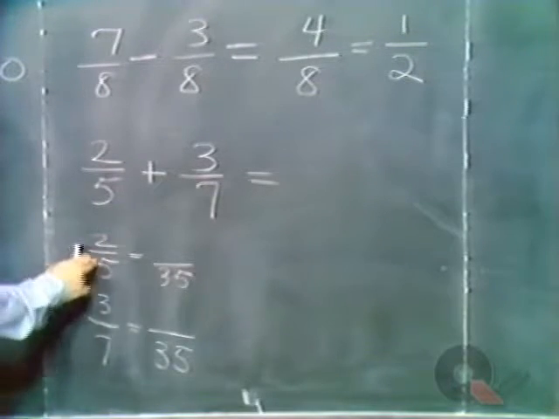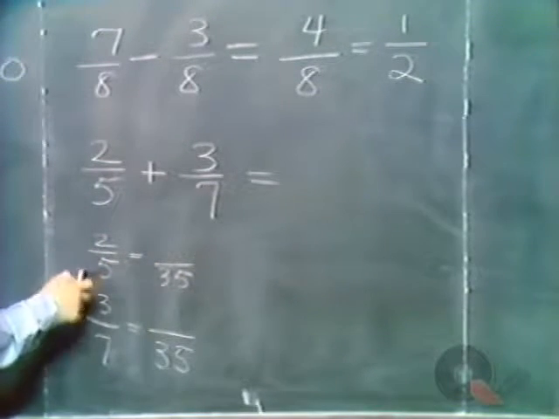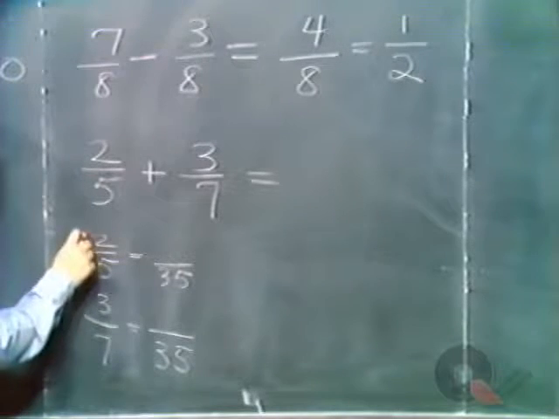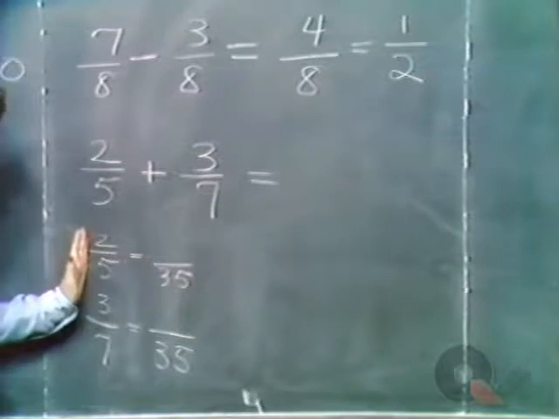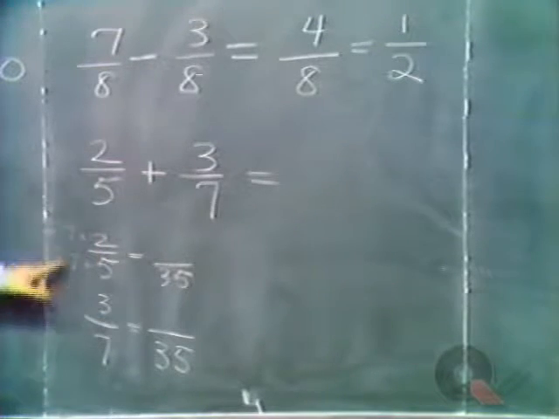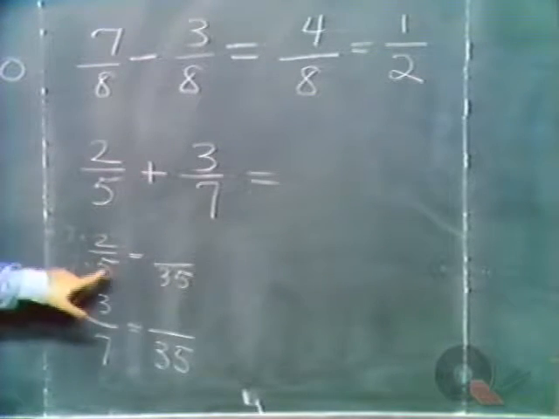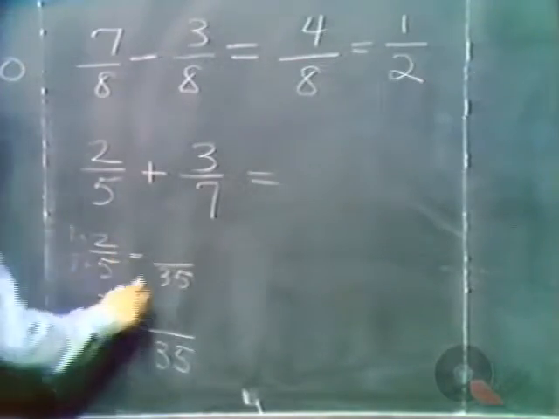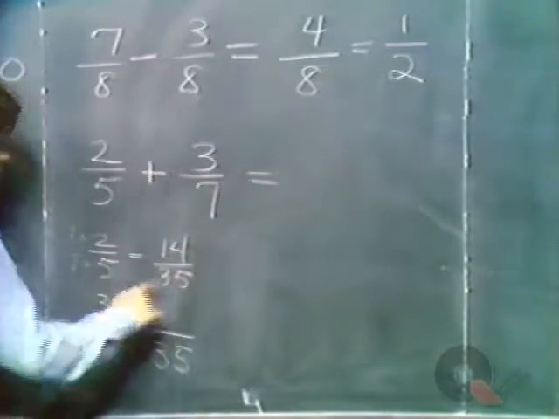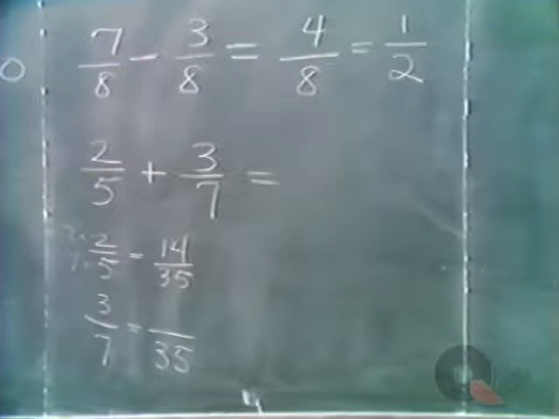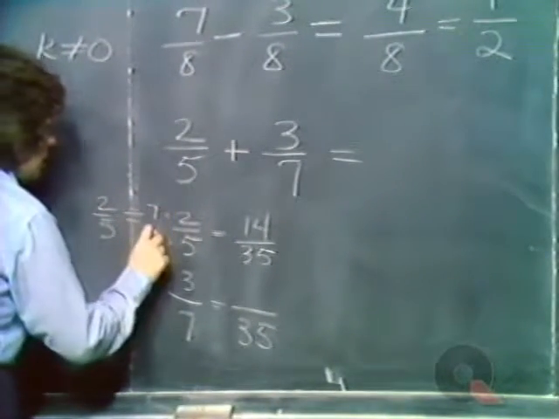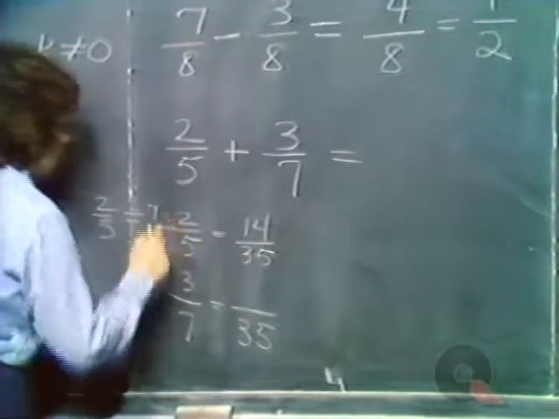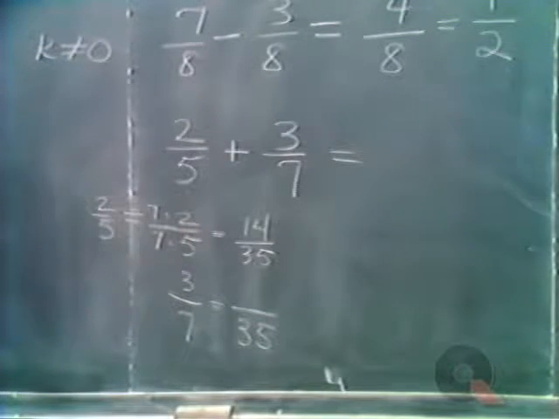Now, to change 5 to 35, I have to multiply by 7. If I multiply by 7 on the bottom, I would want to multiply by 7 on the top. In other words, 2/5 is clearly equivalent to a fraction which is 7 times 2 over 7 times 5. But 7 times 2 is 14, and 7 times 5 is 35. So 2/5 is equivalent to 14/35.